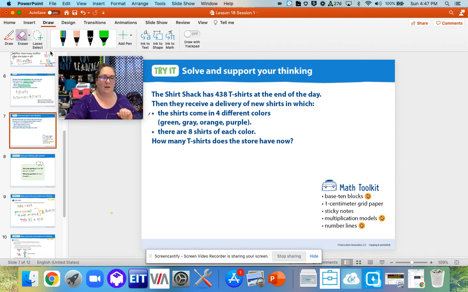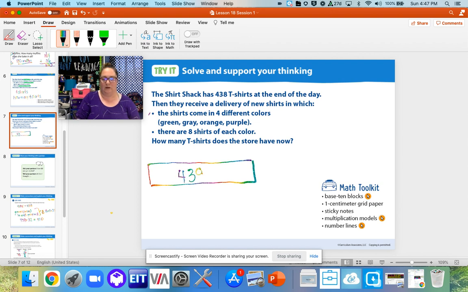Okay, perfect. Okay, so we started with 438. So we could do it like this. Got a bar graph, kind of, and we got 438. And then the t-shirts come in 4 different colors. So I've got 4 more groups. And how many was in each group? That's right, 8.